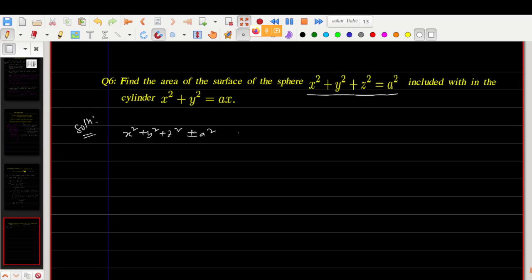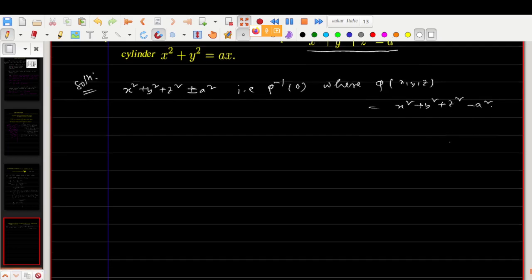That is, x square plus y square plus z square equals a square. You can write it as phi inverse of 0, where phi of x, y, z is x square plus y square plus z square minus a square. Again, this is a level set of some smooth function, and in this case you can easily check that this quantity is going to be minus x by z and minus y by z, for del z del x and del z del y.